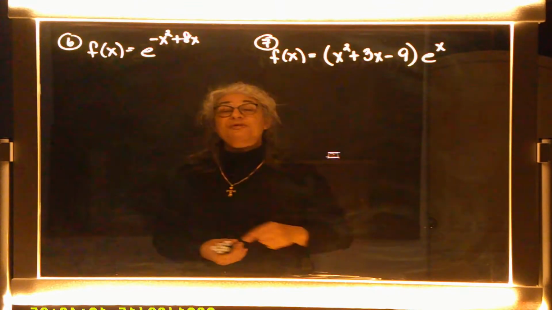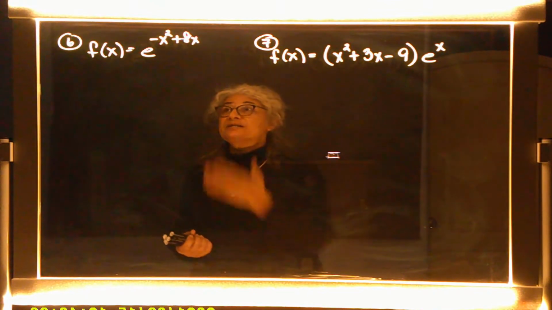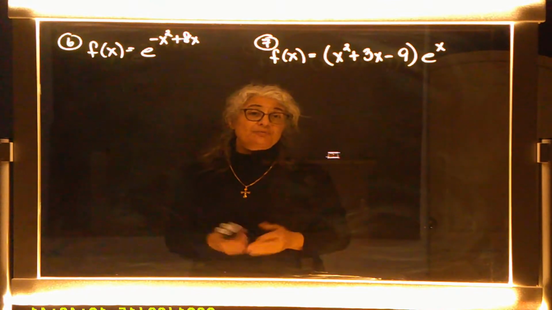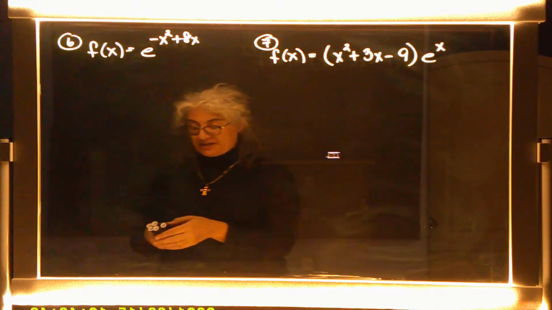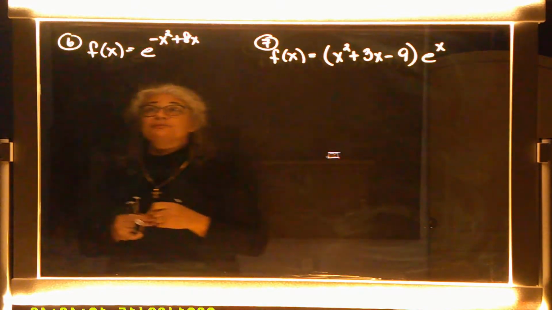So let's look at problem number 6. Still asking us to take the derivative. And if you notice, this is an exponential function with the base e. So to take the derivative of an exponential function to the base e, what are you going to do?